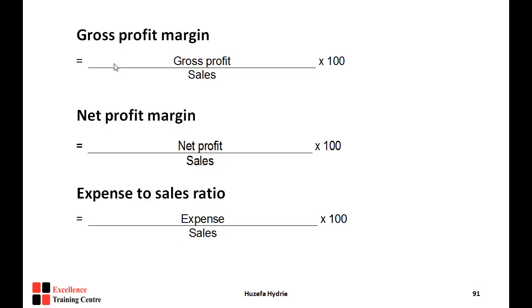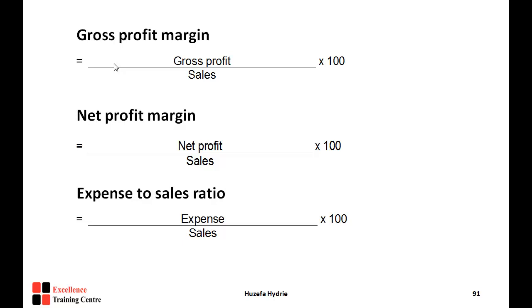So let's say if my sales is 100 and my gross profit is 40. So you will say that out of every 100 sale, 40 is going to my gross profit. So how much is the cost of sales? 60. Simple. It's a very simple formula. Very simple formula. Same is the case over here.